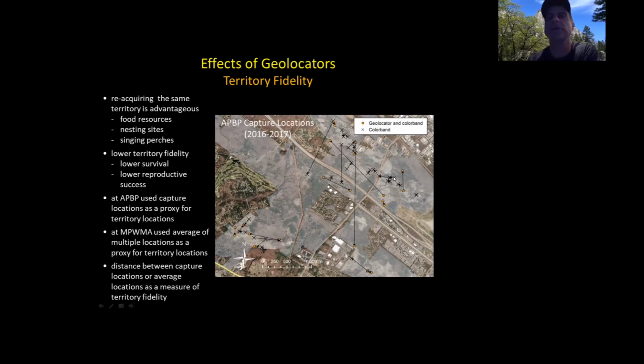So the closer the territories were, here you can see some of these birds were very close to where they were the year before. That's more likely if the territories were in the same location. Some of these birds that moved very far were much more likely to have moved their territories.